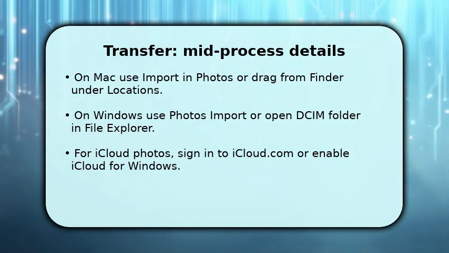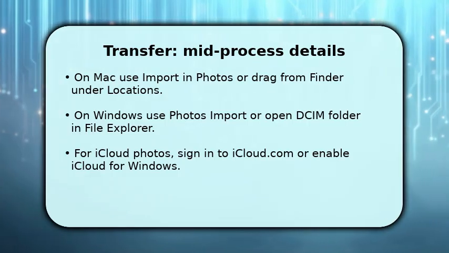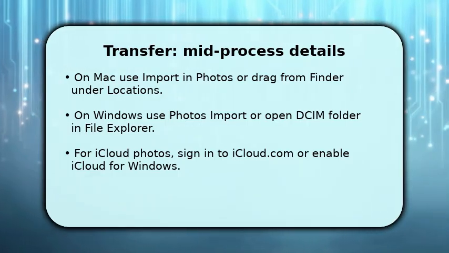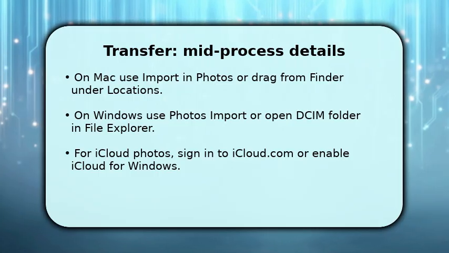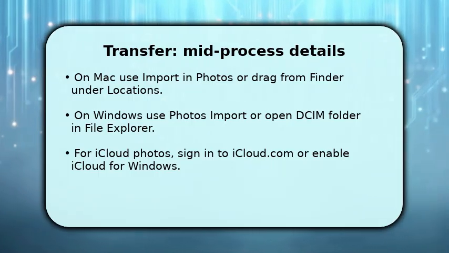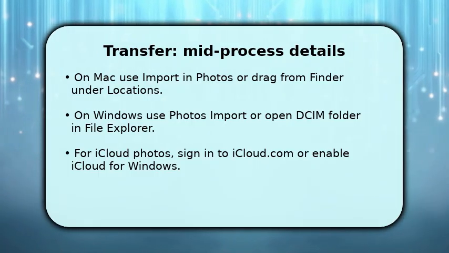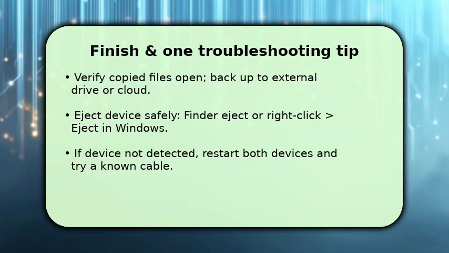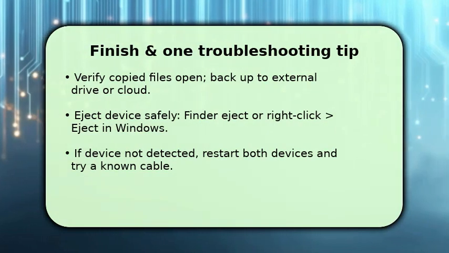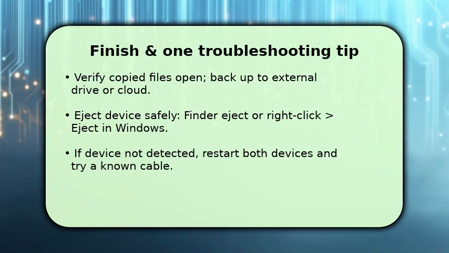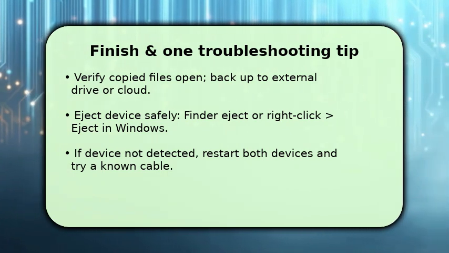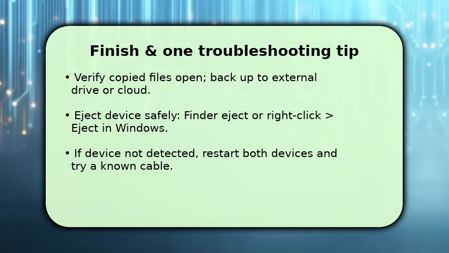Sign into iCloud.com to download, or enable iCloud Photos on the device and on Windows to sync originals. Finish by verifying the photos open on your computer, then back them up to an external drive or cloud for redundancy. Safely eject the iPhone. Click Eject in Finder or right-click the device in File Explorer before unplugging.